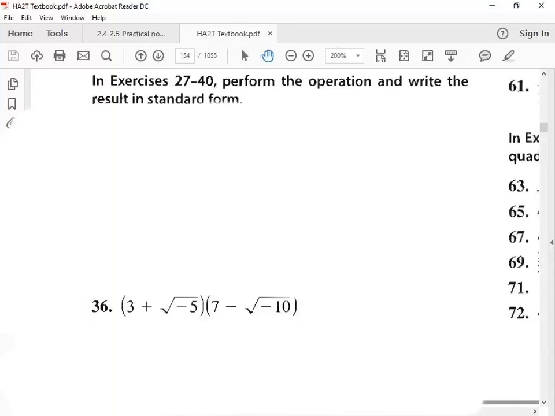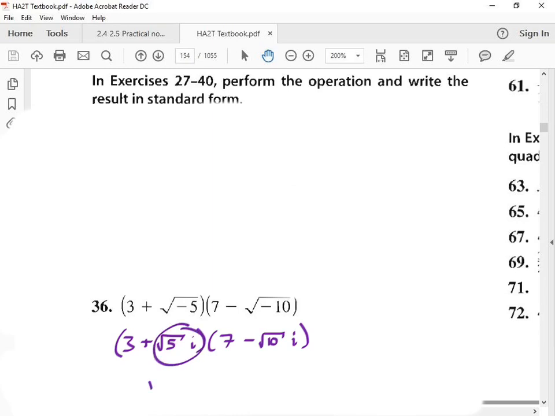So when you do 36, you don't want to do what you did earlier. Let's get rid of these negatives first inside of the radicals before we start multiplying. We have to get rid of those first. So let's rewrite this as 3 plus square root of 5i, 7 minus square root of 10i. I can say that this equals this because i equals rad negative 1.